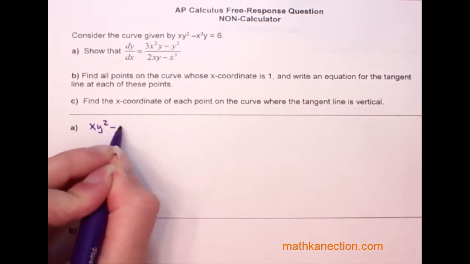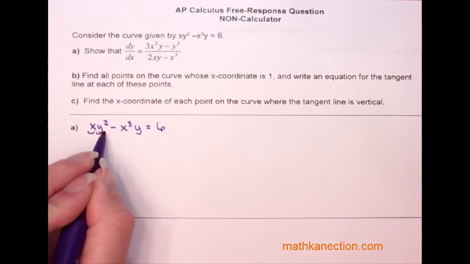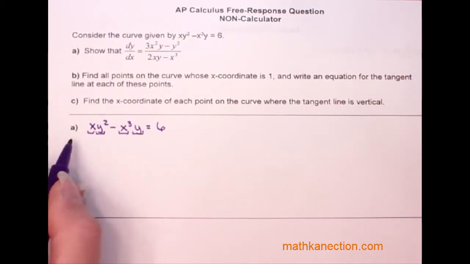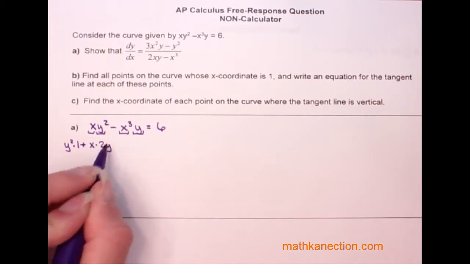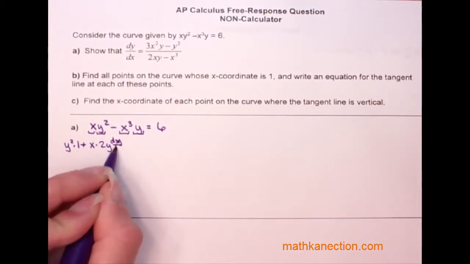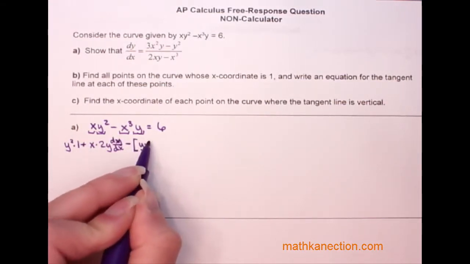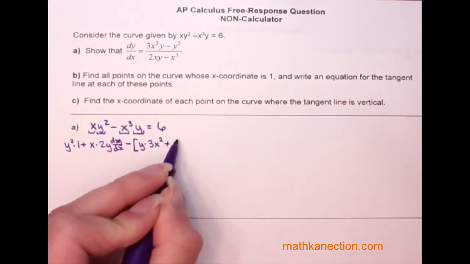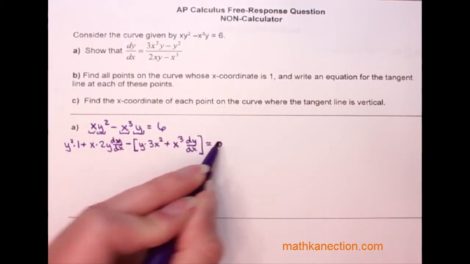So we'll take the derivative. We've got a product, x times y squared, and another product, x cubed times y. So the product derivative will be y squared times 1, plus x times the derivative of y squared, which is 2y dy/dx, then minus the quantity y times the derivative of x cubed, which is 3x squared, plus x cubed times the derivative of y, which is dy/dx, is equal to the derivative of 6, which is 0.